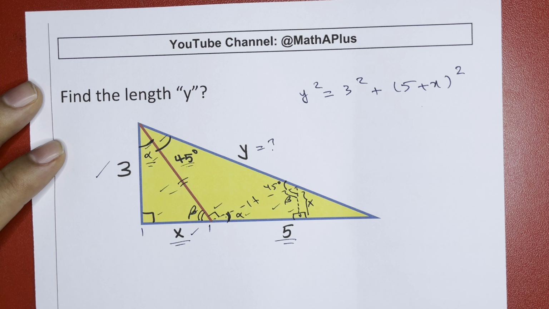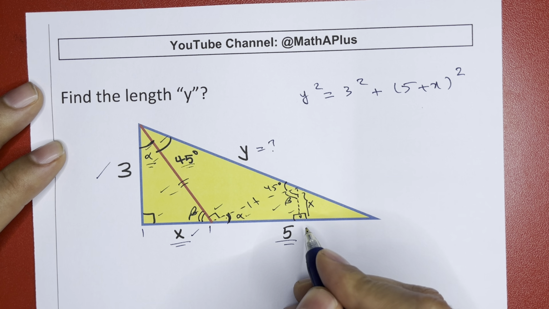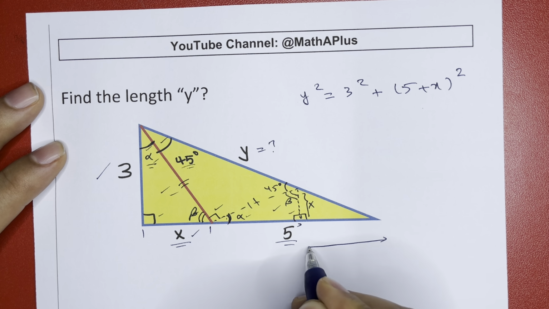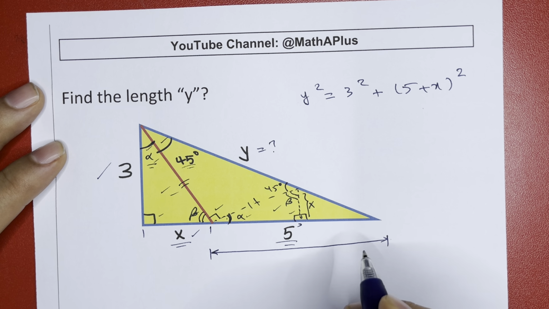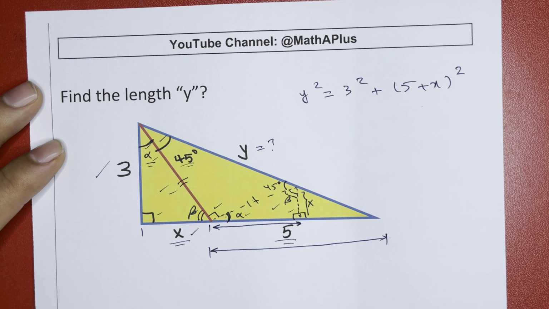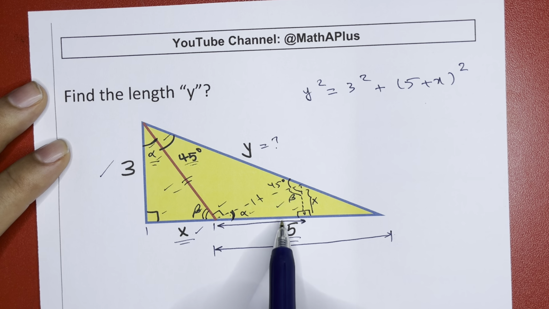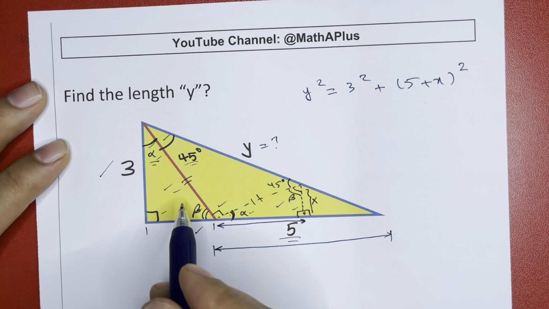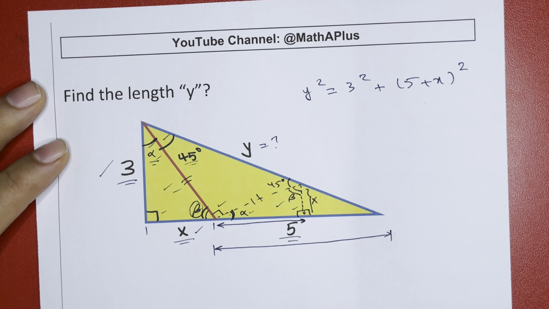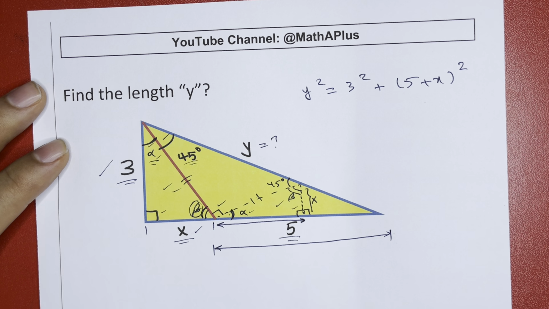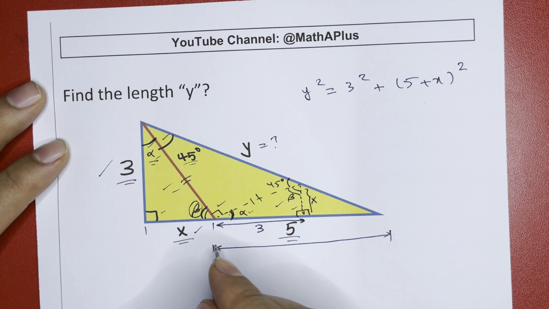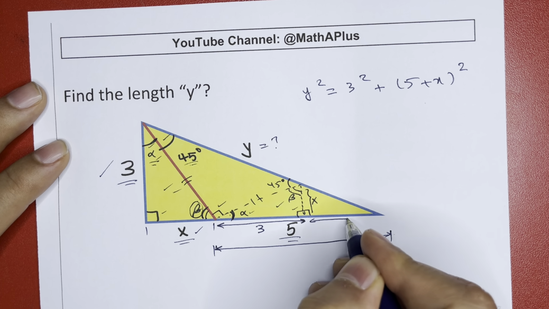Okay, how about this length from here to here? Note that 5 is the total length from here to here. How about this length from here to here? This length is going to be in front of beta. So in front of beta here, this is beta, this is a side of this right angle triangle which is 3. That means this is going to be exactly 3. If this is 3 and the total from here to here is 5, this one is going to be 2.